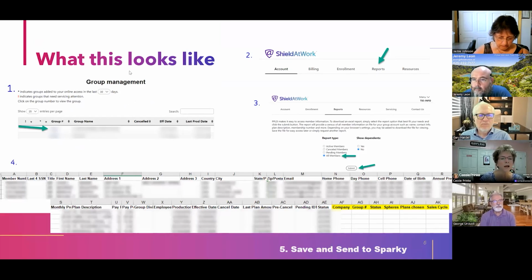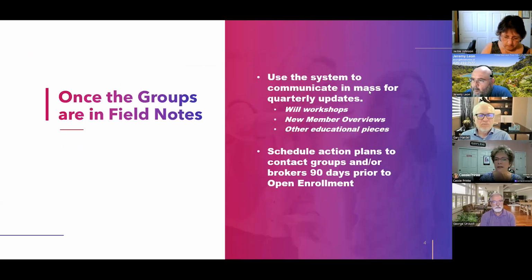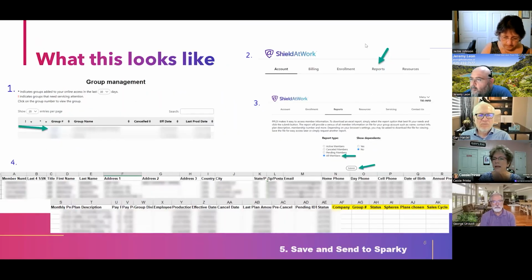So when you first log into Shield at Work, you're going to go there. You'll click on the group number, and that's going to take you in. I'm trying to move things around so I can see the screen. That's going to take you into Shield at Work, where you're going to see the tabs of the account, the billing, the enrollment, reports, resources, etc. Click on the reports tab.